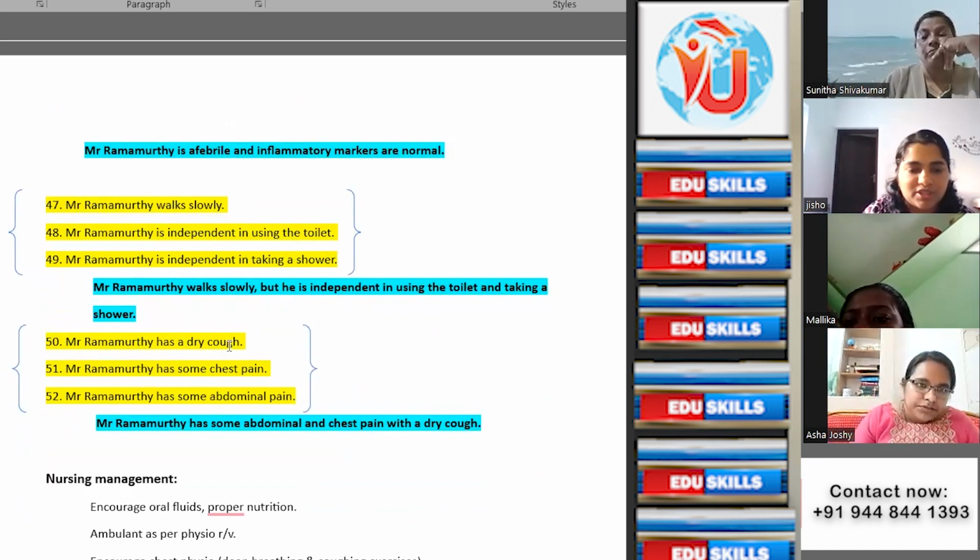Again, Mr. Ramamurthy had a dry cough. Mr. Ramamurthy has some chest pain. Mr. Ramamurthy has some abdominal pain. Here we can write it as: Mr. Ramamurthy has some abdominal and chest pain with a dry cough. Again, the conjunction and is used here.